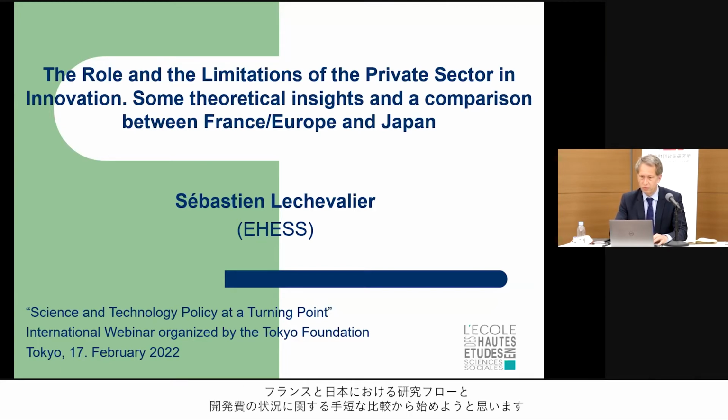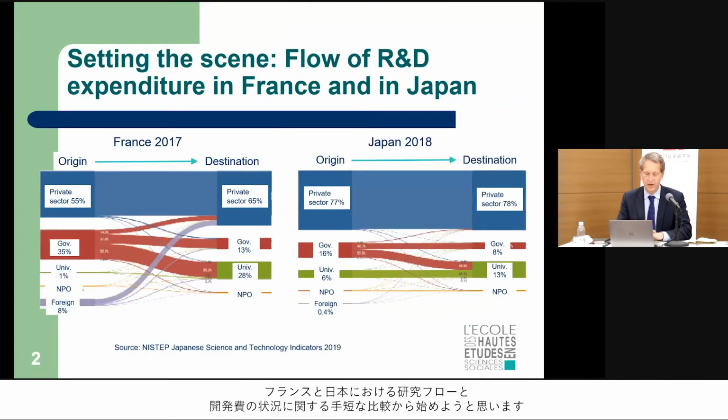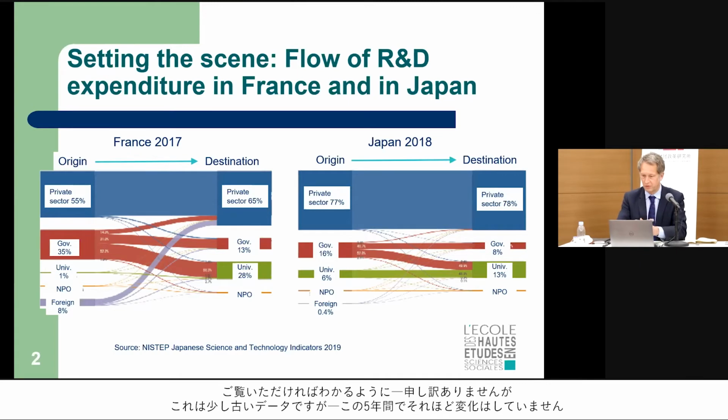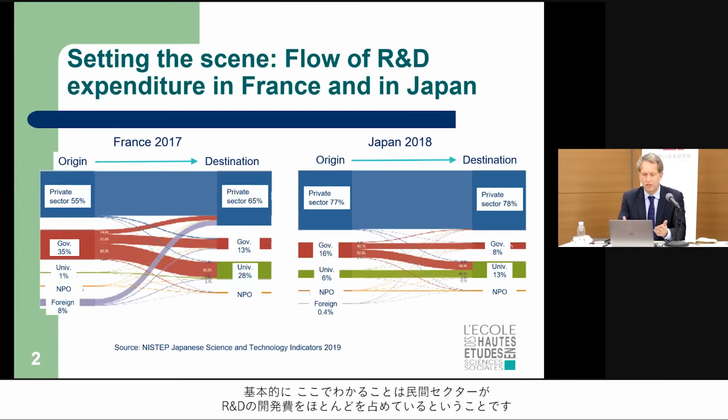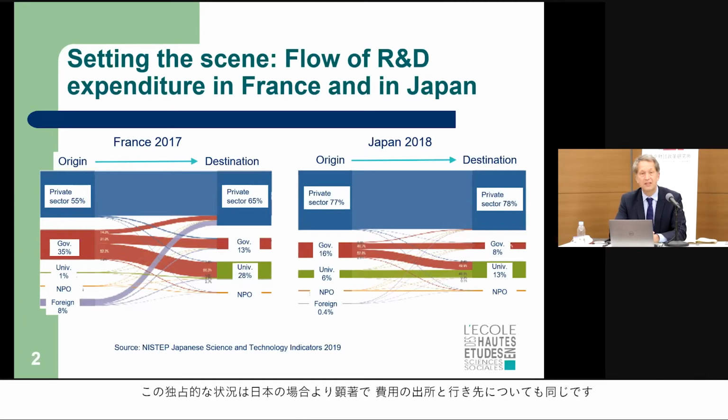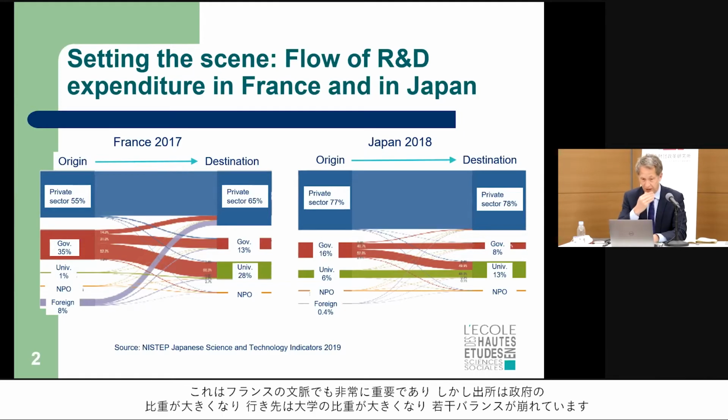Please allow me to start by setting the scene with a very brief comparison between the situation in France and Japan regarding the flows of research and development expenditures. As you can see, sorry, it's a little old data, but it did not change that much during the last 5 years. Basically, what you see is that, yes, the private sector is dominating R&D expenditure. And this domination is even more visible in Japan, both in terms of origin of expenditure and in terms of destination. This is still very important in the French context, but a little less so, counterbalanced partly by government as the origin and universities as a destination.